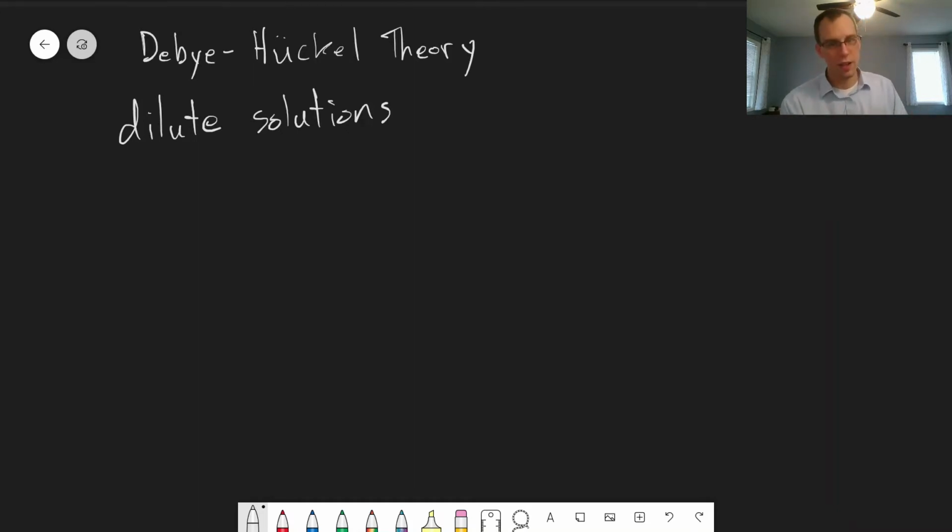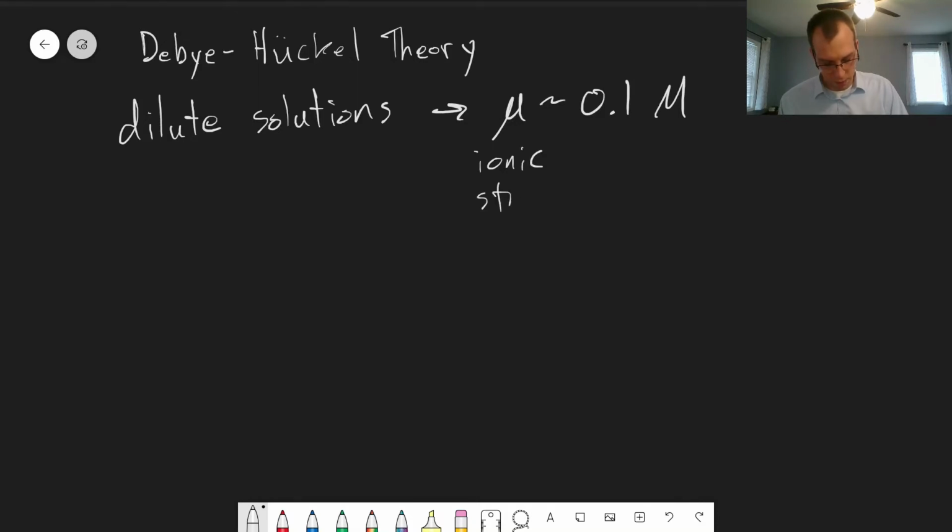And we're not, in this class, going to talk about the assumptions. We'll just talk about the implications and look at a couple of practical examples. And so this works to mu of about 0.1 molar, mu here again being the ionic strength. So as things get pretty concentrated, this theory breaks down.